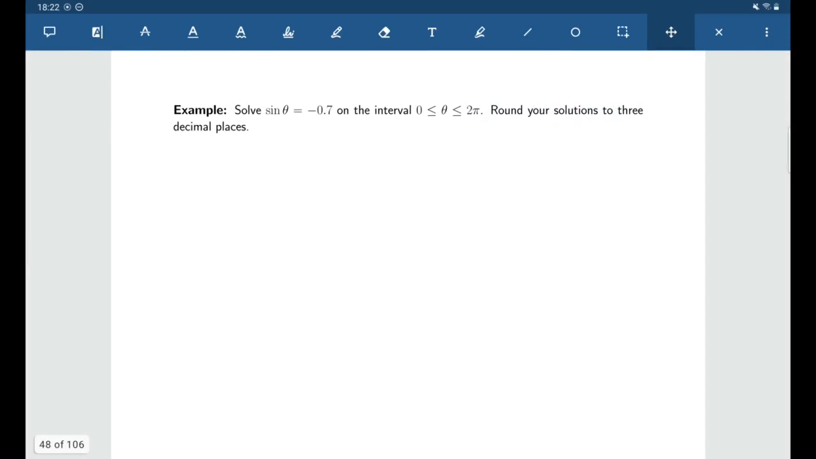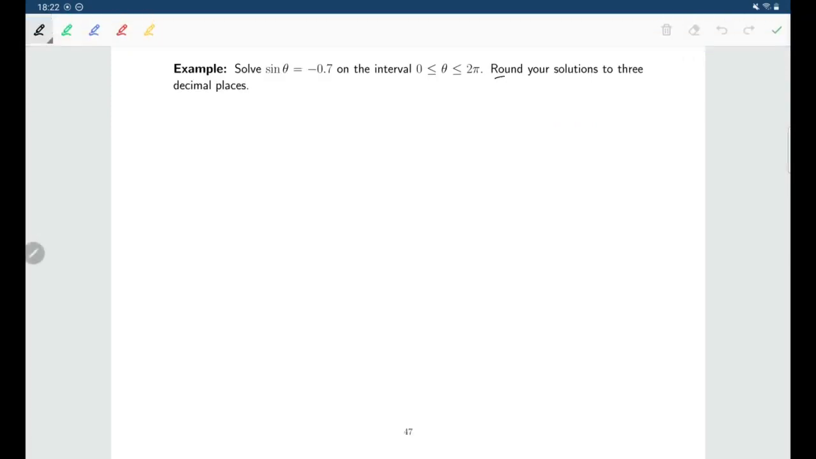Okay, so this one we won't be able to find the exact value for theta. And we know that not just because the question tells us that we're rounding our answer off, but if I'm just thinking about solving this, sine of theta is equal to negative 0.7, I'd be looking for theta to be sine inverse of negative 0.7. And I know that that's not something that I can find a value from a special triangle. So I'm going to need to use my calculator here.